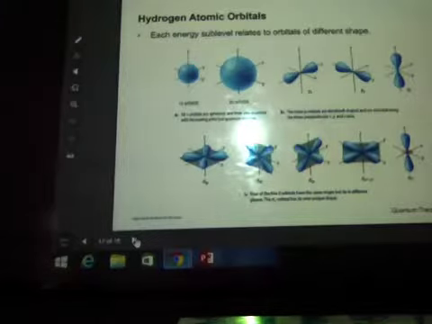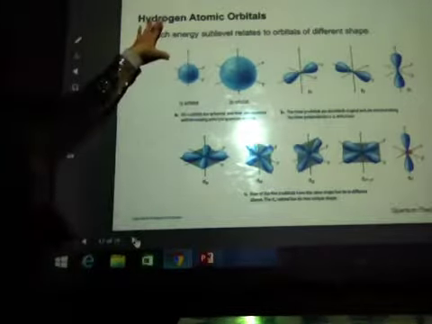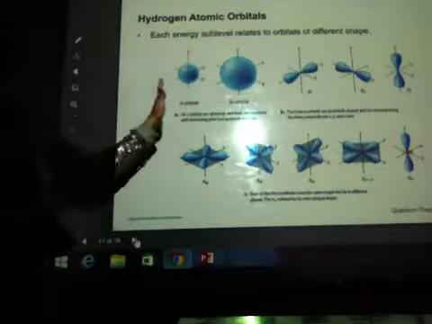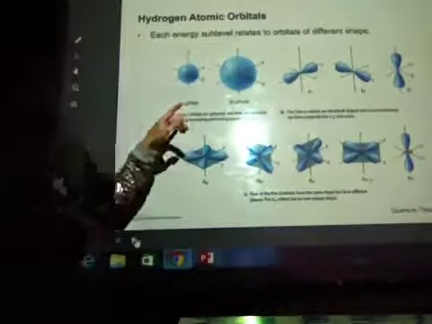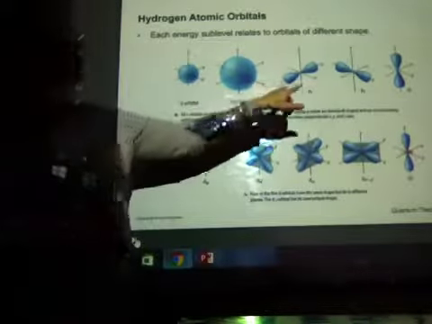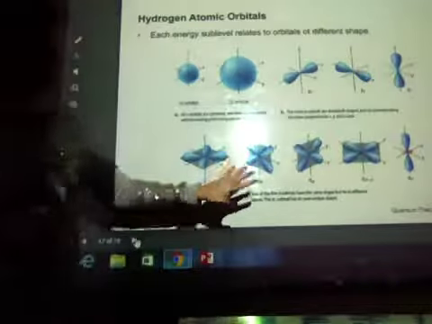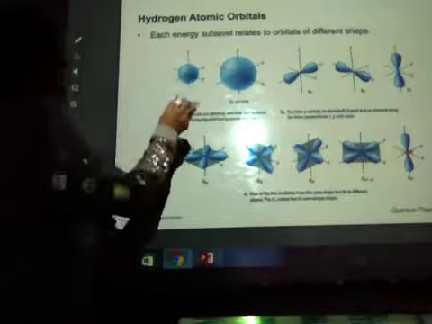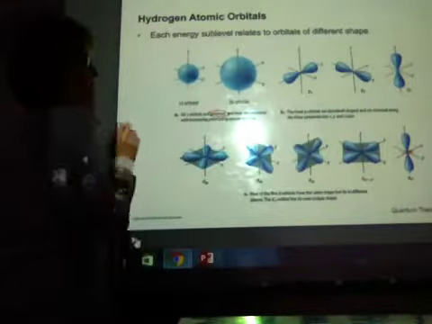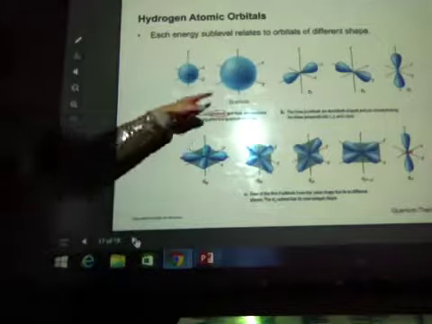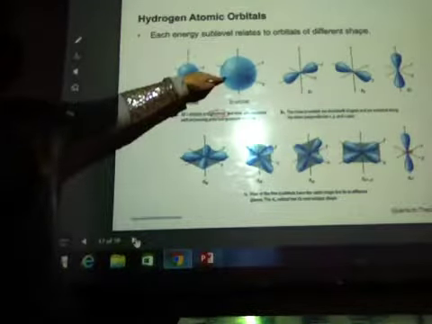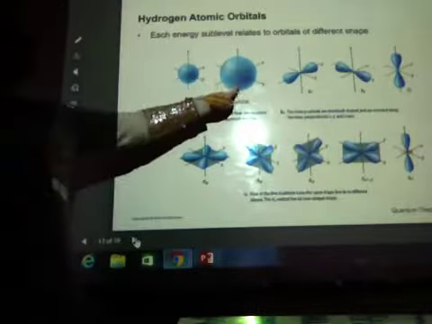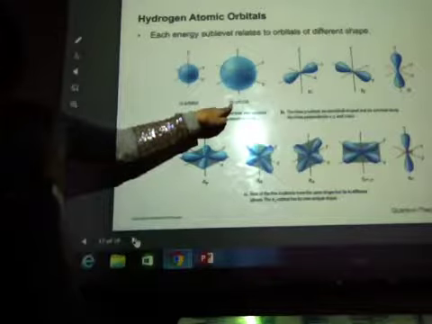Here, I do highly suggest that you look at these. These are orbitals. There are s orbitals, there are p orbitals, and there are d orbitals. An s orbital is going to be shaped like a sphere. They're spherical, and their size increases the larger the quantum number is. So this might be a quantum number of 1, and this is a quantum number of 2.